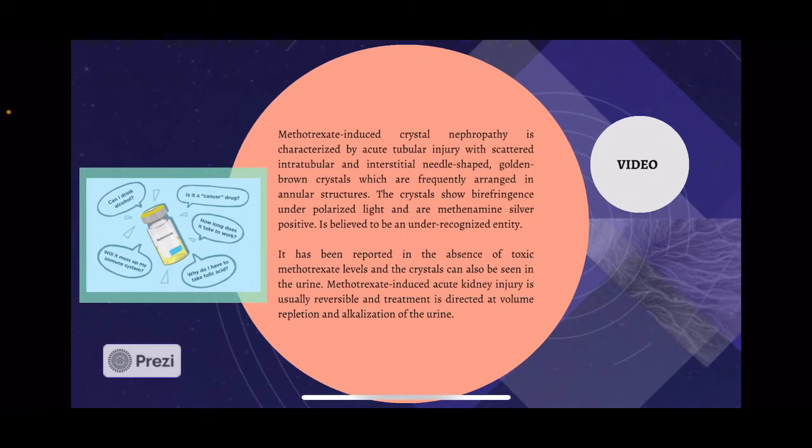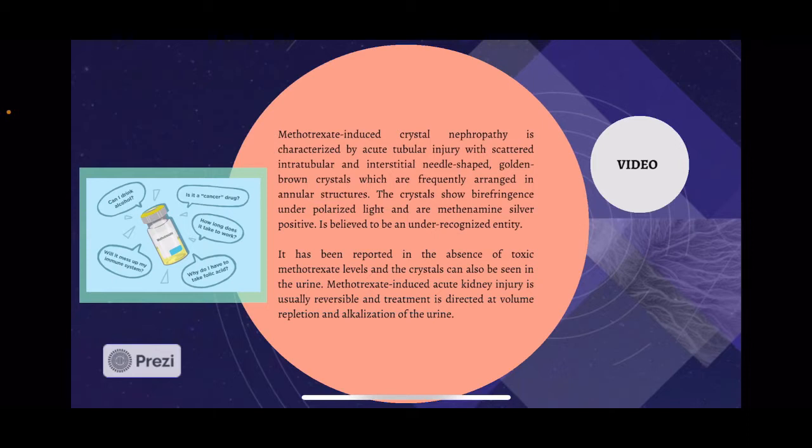Methotrexate-induced crystal nephropathy is characterized by acute tubular injury with a scattered intratubular and interstitial needle shape, golden brown crystals which are frequently arranged in annular structures. The crystals show birefringence under polarized light and are methenamine silver positive. It is believed to be an under-recognized entity.